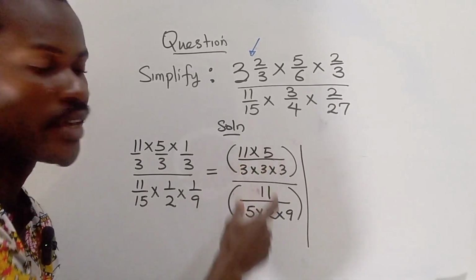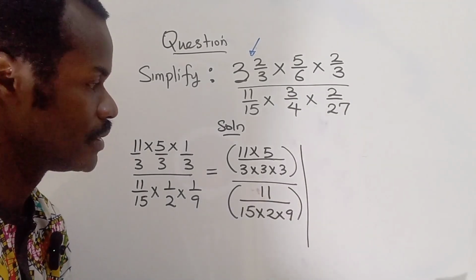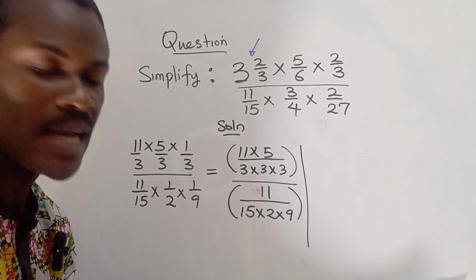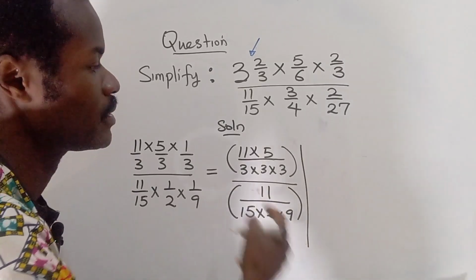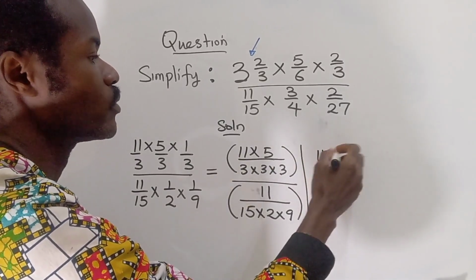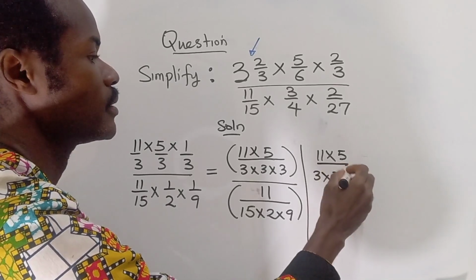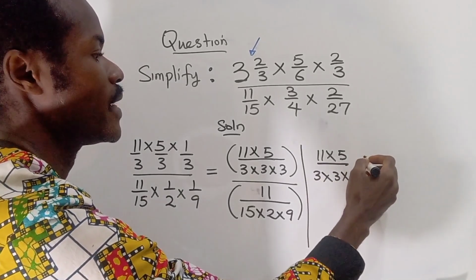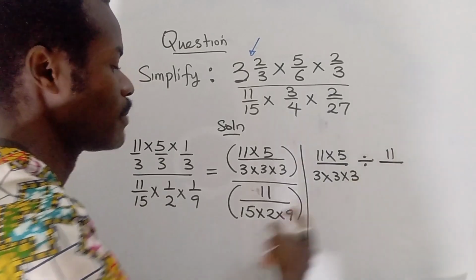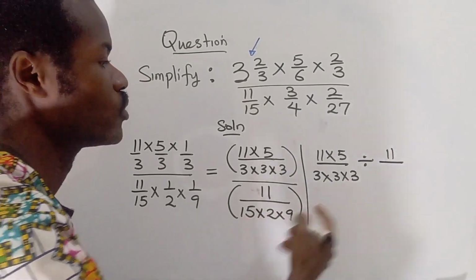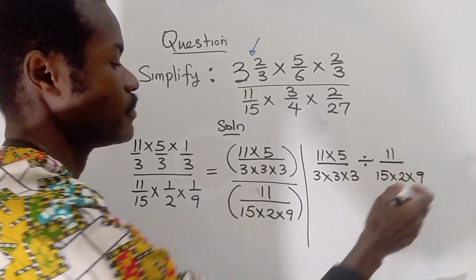So we have a fraction up here and a fraction down here. Now, how can we solve this? It is very easy to solve this. So I want to write it in this form. We have 11 times 5 divided by 3 times 3 times 3. It is a division. So we have 11 divided by 15 times 2 times 9.